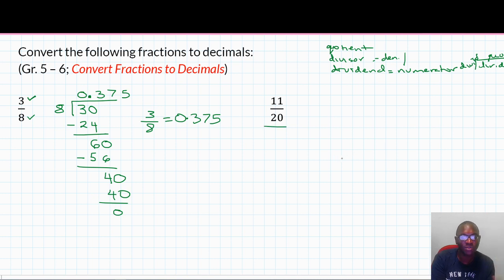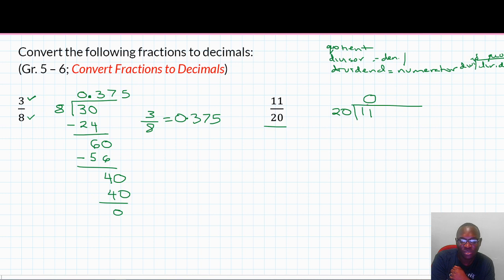I know with math, sometimes you have to see something done a few times. That's why I put 2 questions here. So I'm going to now, we remember our numerator goes inside and our denominator goes outside. First question we need to ask is, how many groups of 20 do we find in 11? 11 is less than 20, so we have 0.